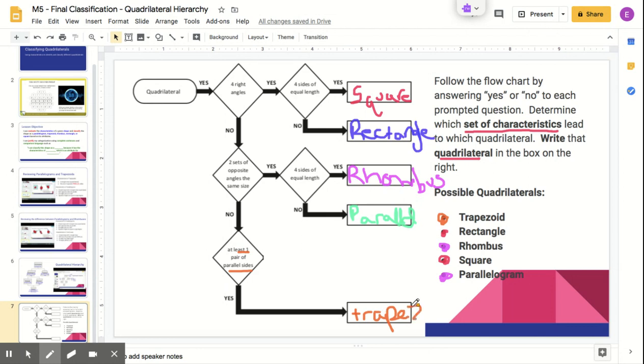You can use this flow chart or the one we just went over to help you classify the different types of shapes in quadrilaterals and determine based on characteristics what each could be. Let's try some on our own now.